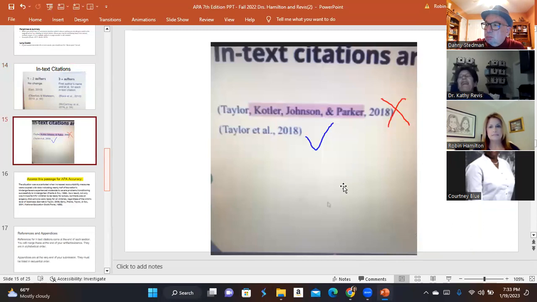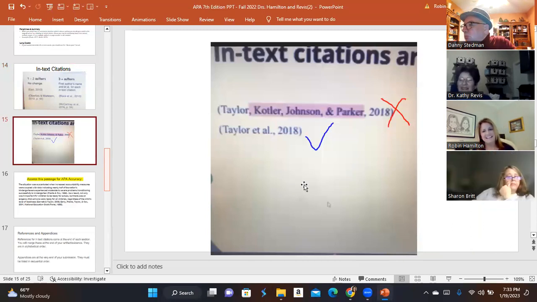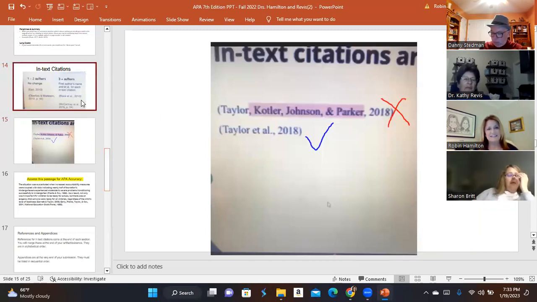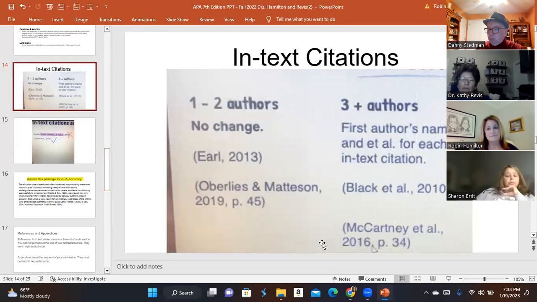It's Latin. And can you go back to that previous slide? So for three or more authors, there's no comma after Black? Nope. Just Black et al., Black and others, period, comma, year. Right. Thank you. You're welcome. Thanks for asking.